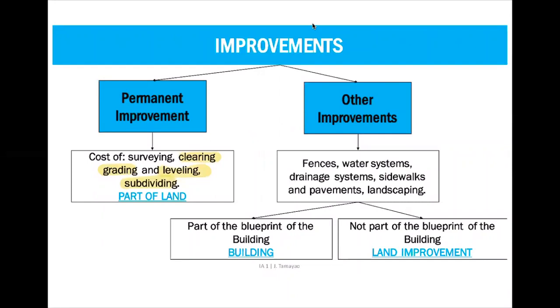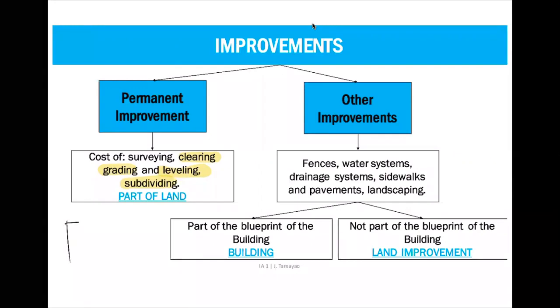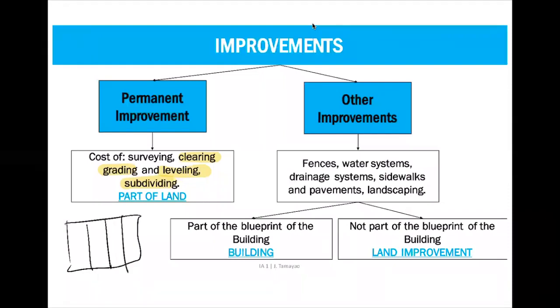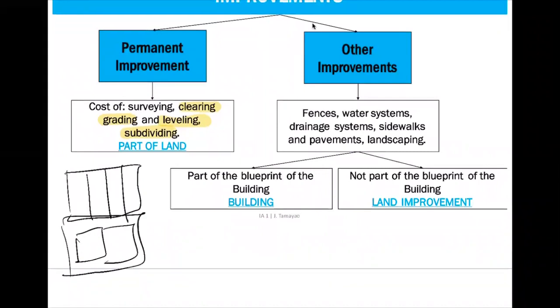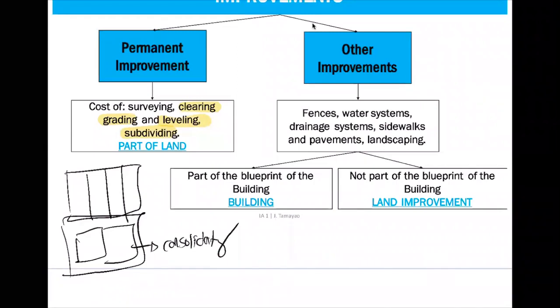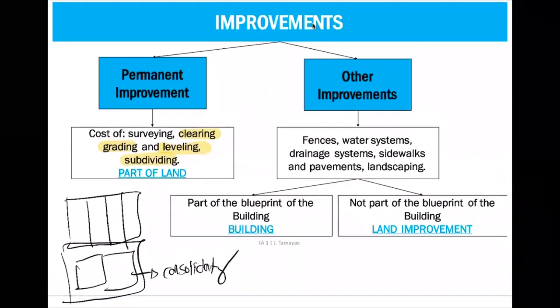What is subdividing? So when we say subdividing, if this is the whole lot, we divide it into different portions. So let's say we want to divide it into 4 portions. The cost of dividing the lot into 4 portions is called subdividing. Sir, how about if I have 2 lots and I want to make it 1 lot? We call this one consolidating. So we consolidate lot 1 and lot 2 to make it 1 lot only. Okay, so take note, only permanent improvements must be included as part of your land.